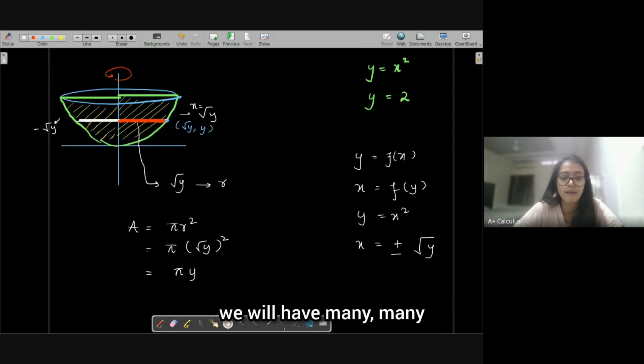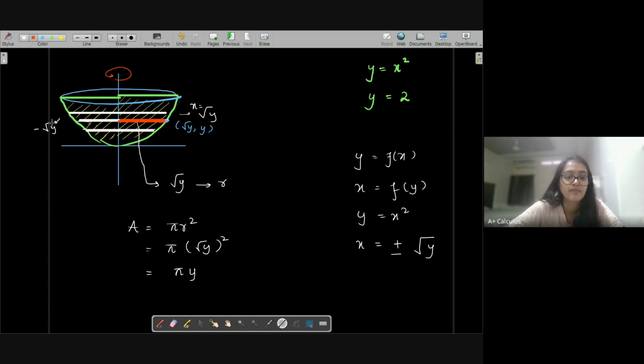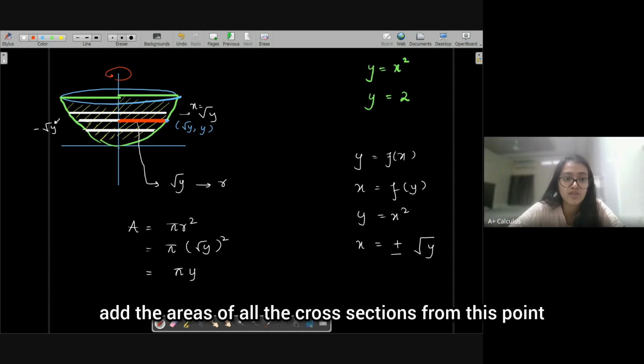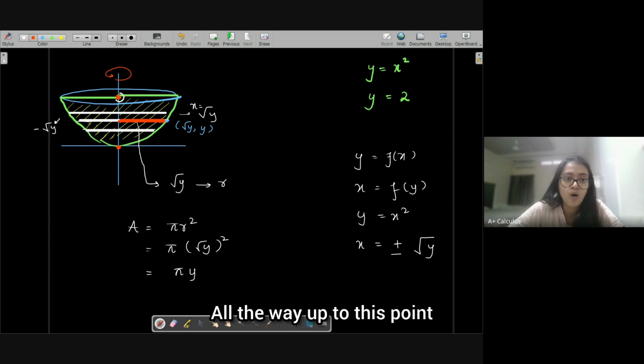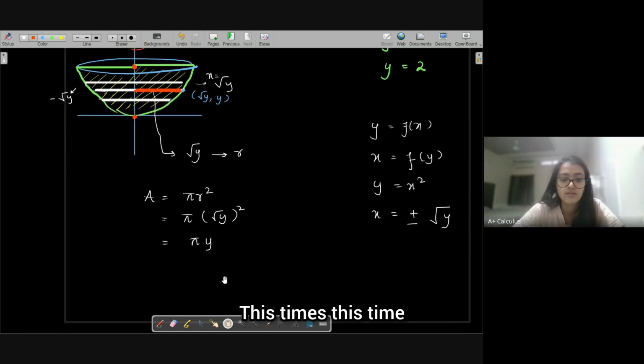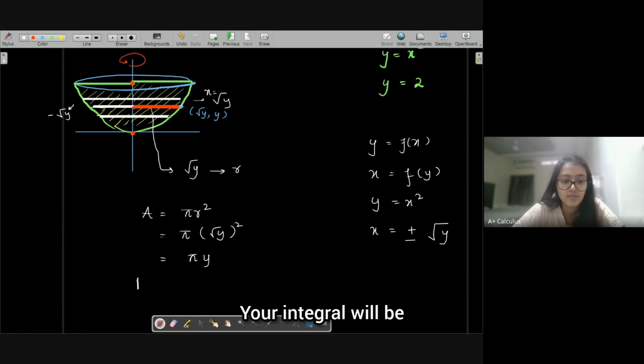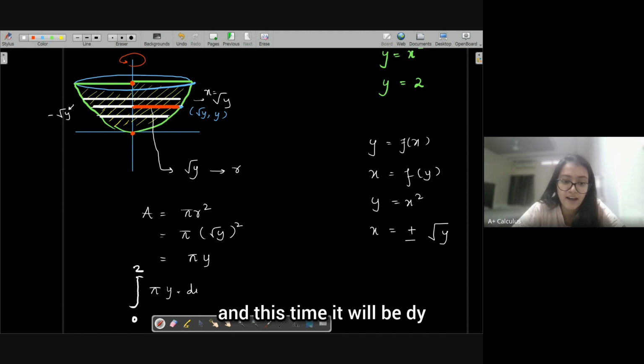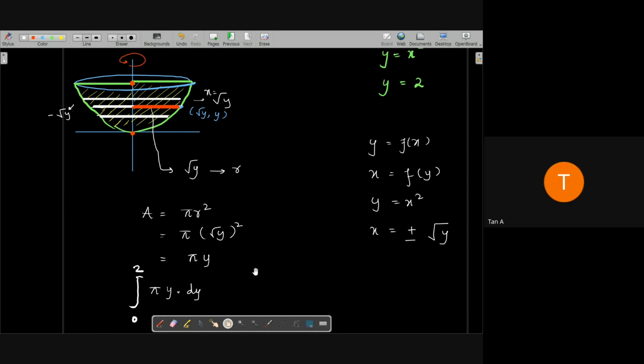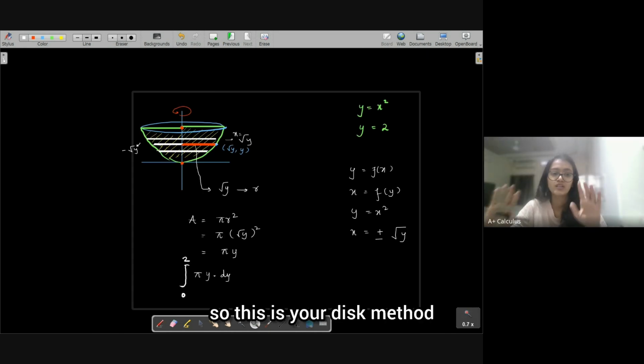Just like this, we will have many, many cross sections. These are all the cross sections. So we will add the areas of all the cross sections from this point all the way up to this point. So this time, your integral will be from 0 to this point. This point is again 2. The area is pi times y. And this time it will be dy and not dx, but dy. So this is your disk method.